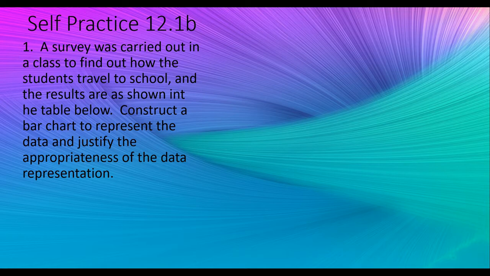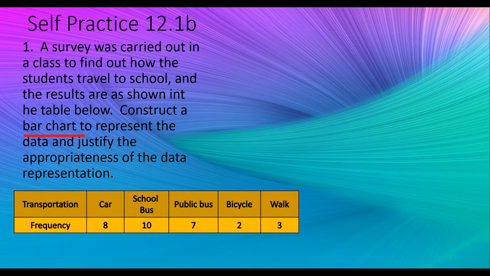So now, when you study the question, you can know the question requires you to do the bar chart. That's why, according to the table given, all the information in the table you have to put inside your bar chart. This table is what we call a frequency table. We have the transportation, that is car, school bus, public bus, bicycle and walk. The number of students involved in those transportation is called the frequency. So we have 8, 10, 7, 2 and 3.